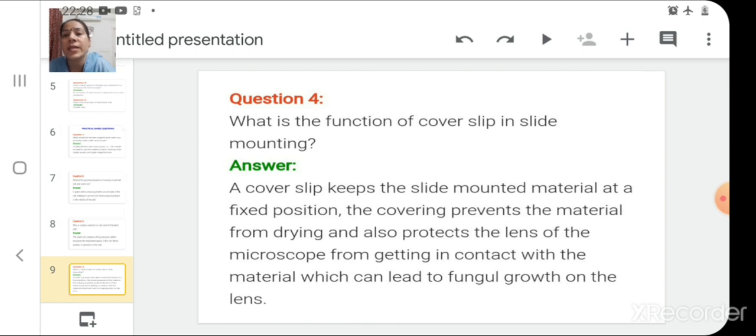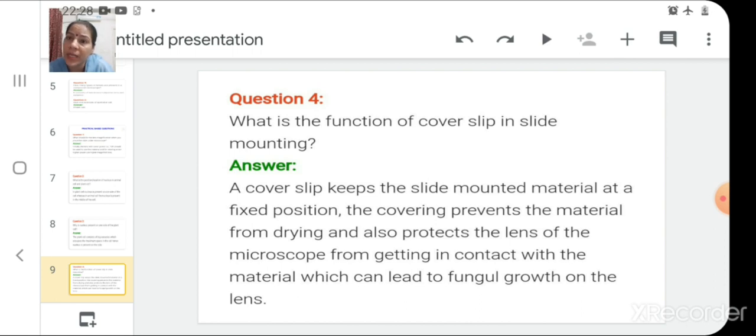The next question is, what is the function of a cover slip in slide mounting? A cover slip keeps the slide mounted material at a fixed position on that slide. Otherwise, it may be possible that when you are shifting your slide from the microscope to your workstation or slab, or from one place to another place, your mounted material can slip away from your slide. So to fix that material onto that slide, you need to cover it with a cover slip.